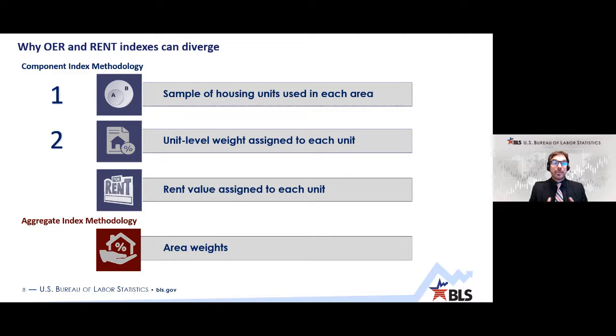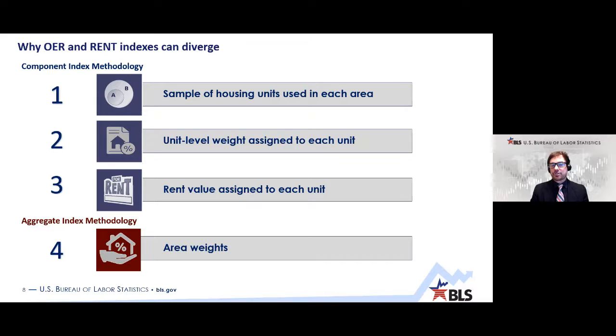Second, the unit level weights that may be assigned to each unit that's used in both indexes can be different, and that can cause the 2 measures to diverge. Third, the actual rent value for the exact same unit that we assigned to the rent index can be different than the rent value that we assigned for that exact same housing unit for the OER index, primarily because of utility adjustments. And for this reason, this difference in the actual price or rent value of each housing unit can explain divergence. And finally, area weights. The spending data that we use at the second level or aggregate step of our methodology can be different for rent and OER, and this feature can cause these two measures to diverge.